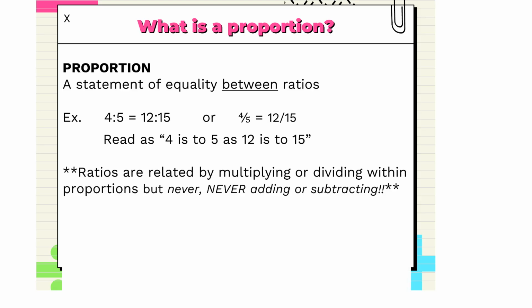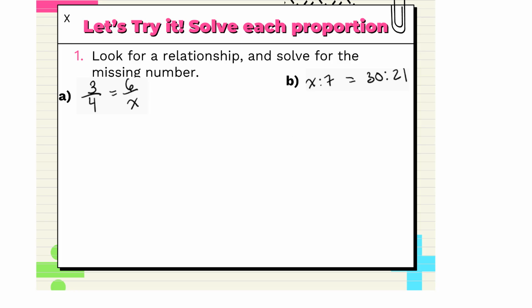Ratios are related by multiplying or dividing within the proportions, but never, and we mean never, adding or subtracting. And you'll see how that works as we work through some examples. Let's try a couple examples.